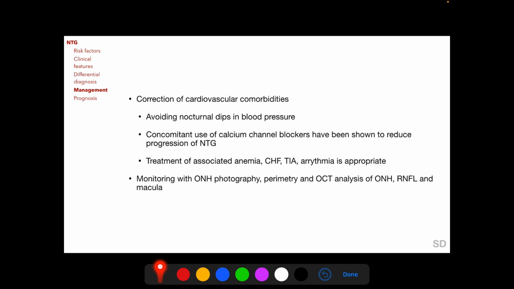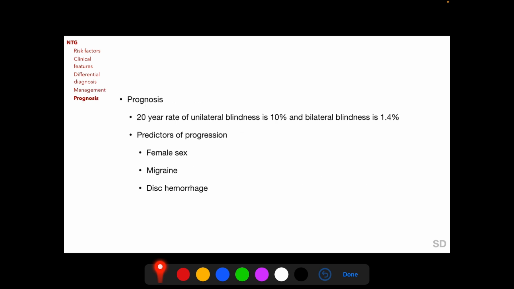And just like any other glaucoma entity, long-term monitoring with ONH photography, visual field testing, and OCT analysis is recommended in normal tension glaucoma. In appropriately treated normal tension glaucoma patients, the 20-year rate of unilateral and bilateral blindness has been found to be 10% and 1.4% respectively, and predictors of progression in normal tension glaucoma include female sex, migraine, and occurrence of disc hemorrhage.